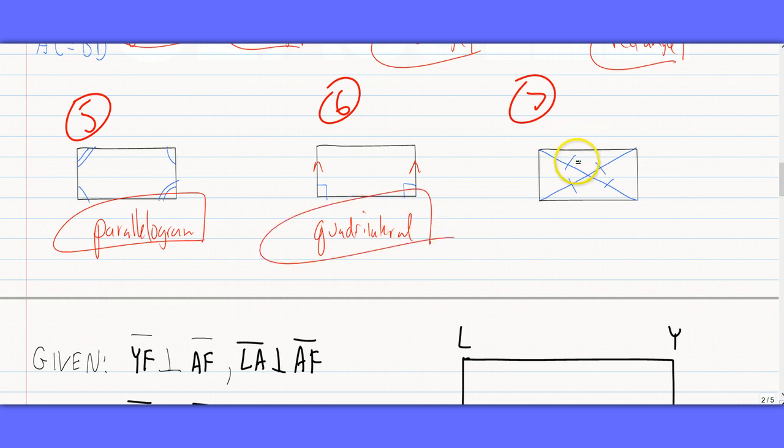Number 7, because those diagonals are bisecting each other, it's a parallelogram. Using a segment addition postulate, we could eventually get that these diagonals are congruent to each other. So we can say more than parallelogram, we can even say that it is a rectangle.